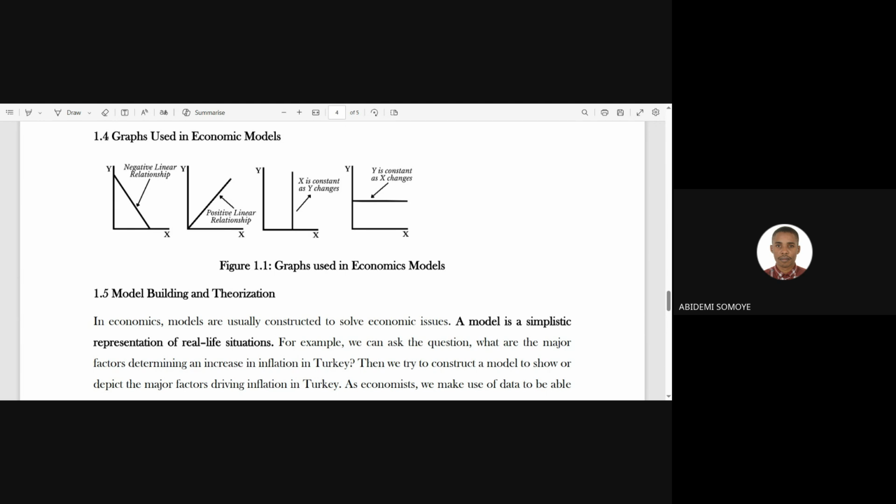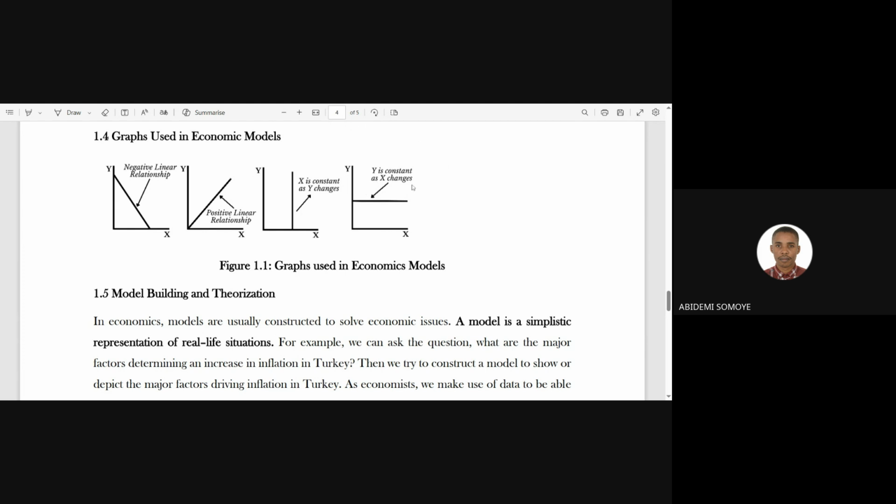And look at the third one. You will see y and x, for example. You will see that x is constant, which means that x does not change if y changes. When we get to elasticity, you are going to have this kind of graph.